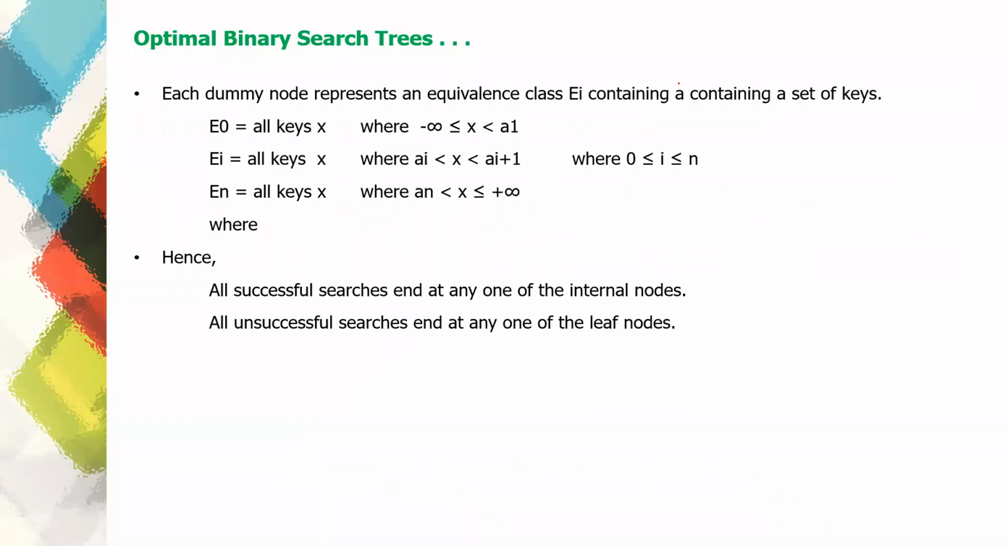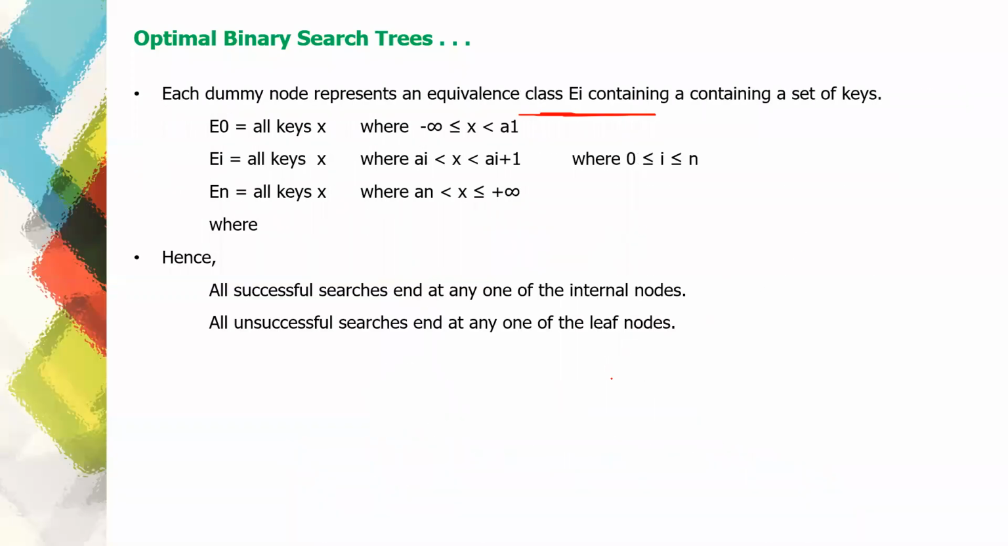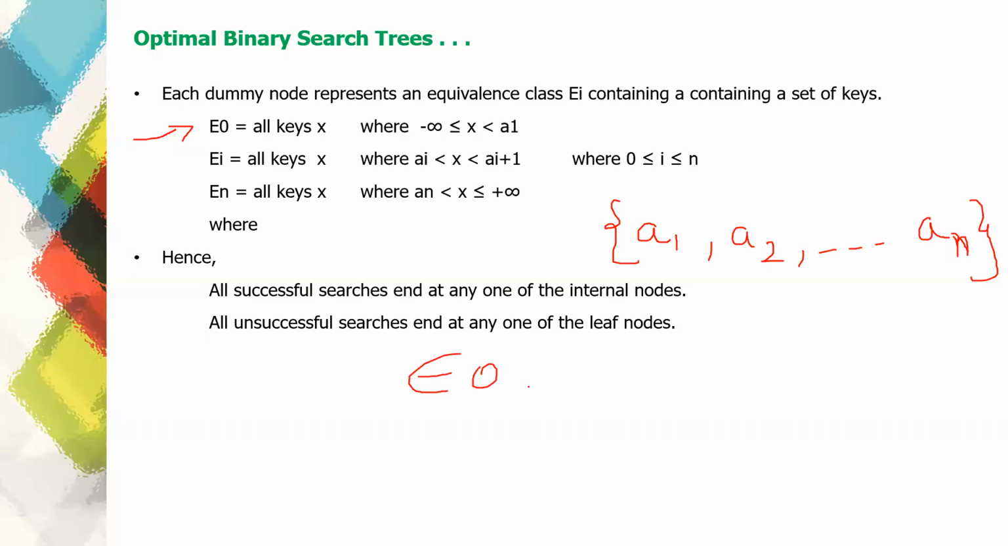So now I'll try to write a generic formula for some Ei. What is Ei? Say, for example, we are trying to have a binary search tree where all the set of keys are A1, A2, and so on up to AN. These are the bunch of keys in the binary search tree. Now, what are the dummy keys? For that, we'll try to write E0. E0 will be equal to all the values which are less than A1. What are all the values which are less than A1? Minus infinity to less than A1.